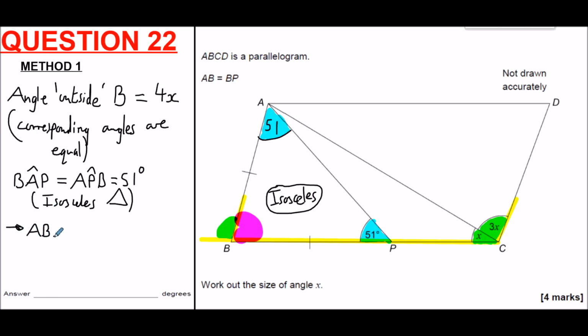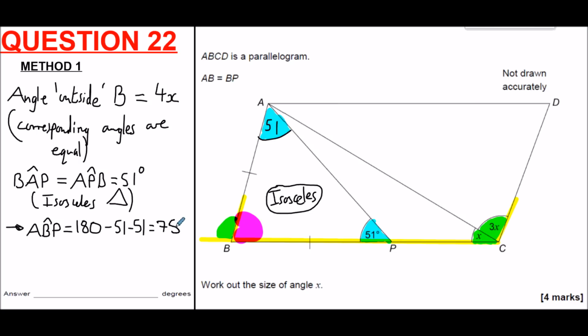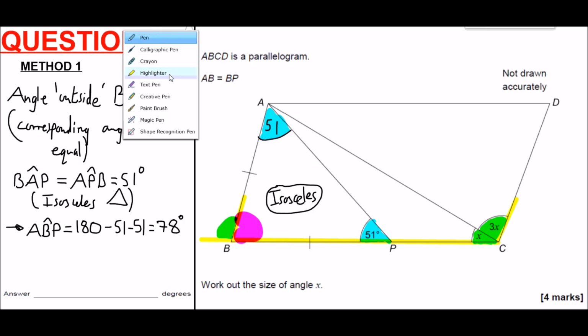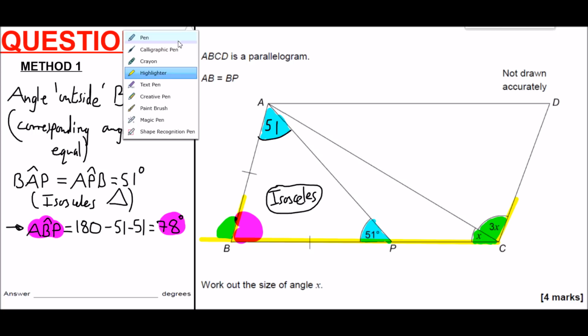So ABP, remember angles in a triangle add up to 180 degrees. So the angle ABP will be 180, take away these two that are 51. So 180 take away 51, take away 51 equals 78 degrees. So we can label this in.